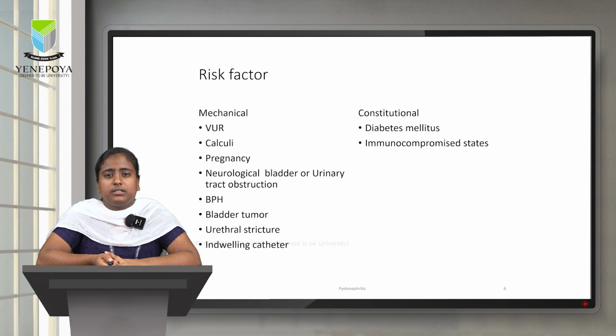So what are the risk factors? Coming to the mechanical ones: VUR, that is vesico-ureteric reflux, calculi, pregnancy, neurogenic bladder or urinary tract obstruction, benign prostatic hypertrophy, bladder tumor, urethral stricture and indwelling catheter. Coming to the constitutional risk factors, they are diabetes mellitus and immunocompromised states.